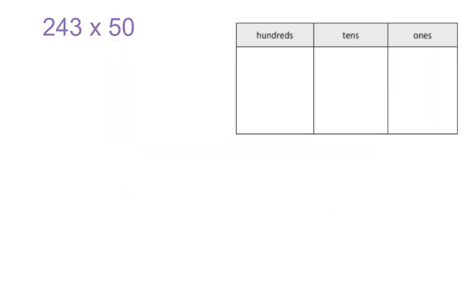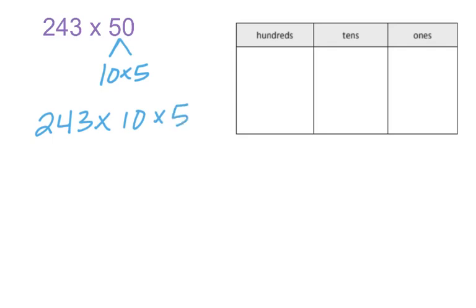Okay, so thinking about this, kind of like I did last time, I'm going to split that 50 into 10 and 5. And my new problem is now 243 times 10 times 5. Now again, I'm going to ignore the place value chart right now. I'm going to use that associative property, and I'm going to move my brackets from the 10 and the 5 to the 243 and the 10. And again, you could do 243 times 5 and then times 10. It doesn't matter that order, but typically I like to multiply by 10 first and then multiply my final number. You usually end up having less steps to do that way.